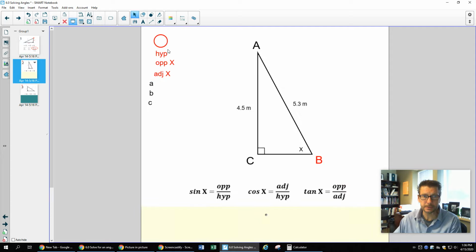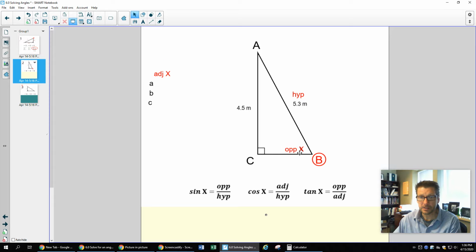So again, we're going to label relative to angle X. Angle X I've called B again. I want to label hypotenuse. So 90 degrees projects over here to 5.3. That's perfect. But hypotenuse has a number to be with it.